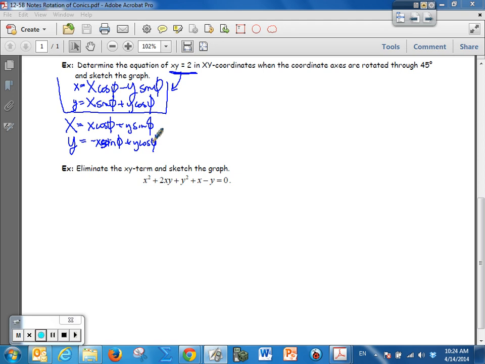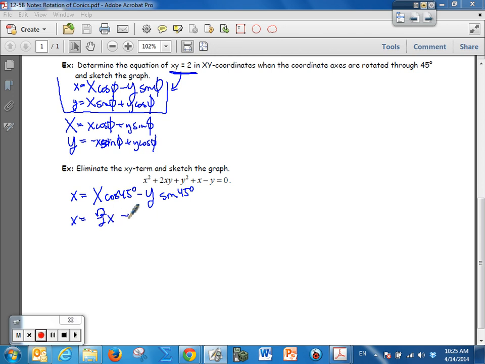So let's go through and let's find the values of these equations. I'll just write it down here for room. So little x is going to be big X cosine of phi. Phi is 45, so cosine 45 degrees minus y sine of 45 degrees. Let's finish that little x one out. So cosine 45 degrees is root 2 over 2.